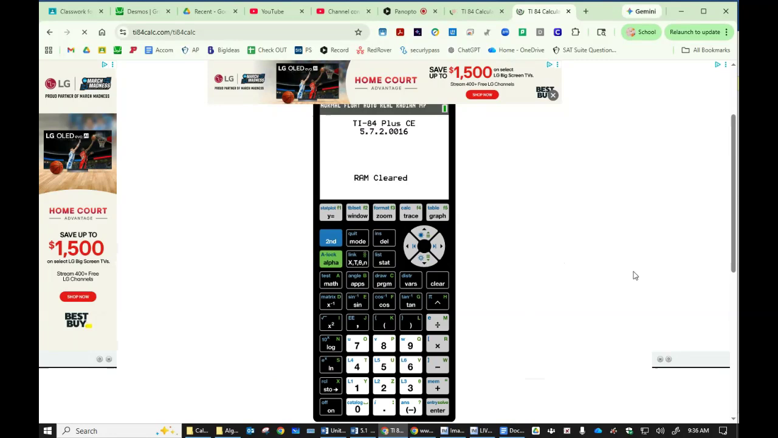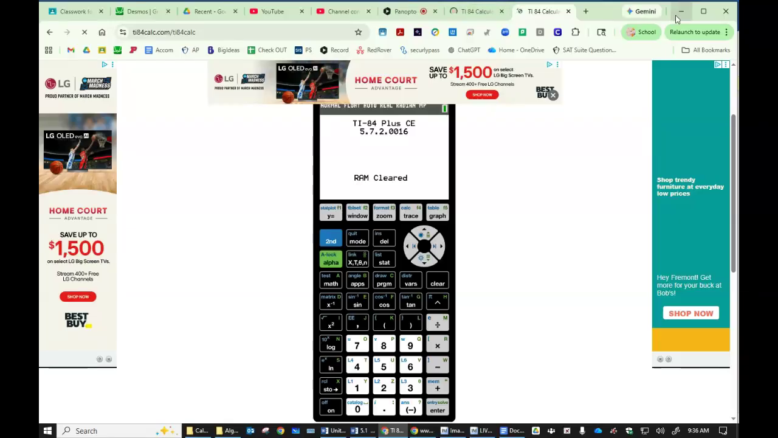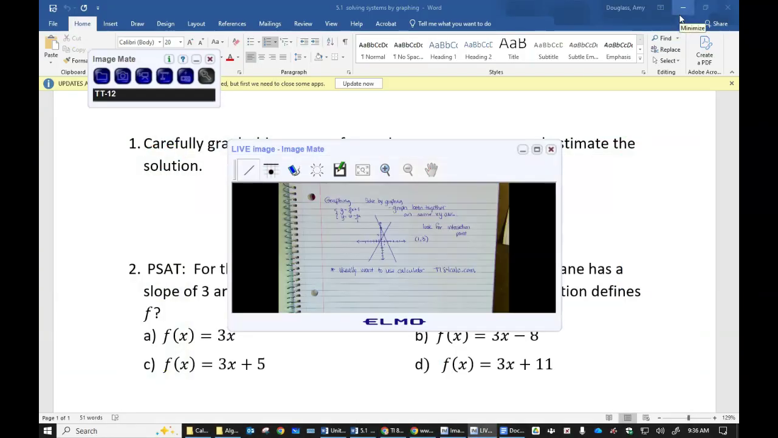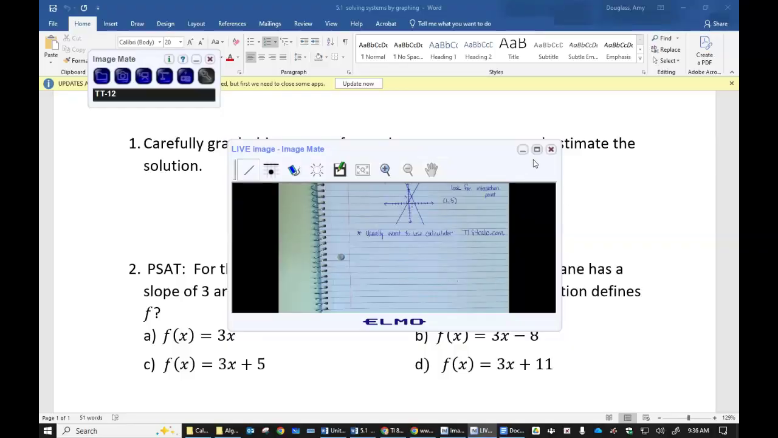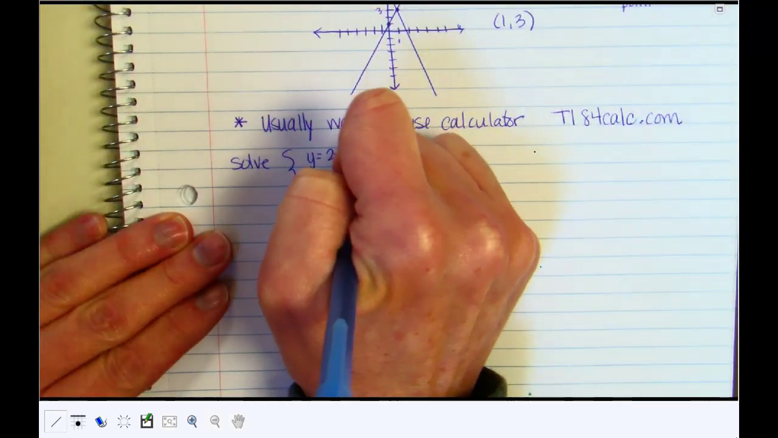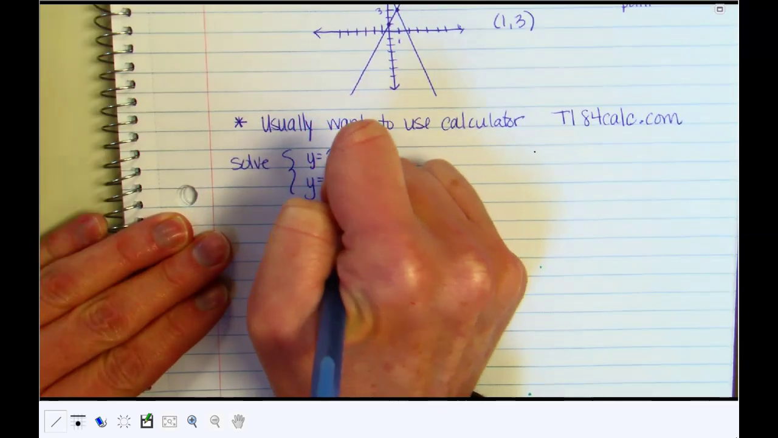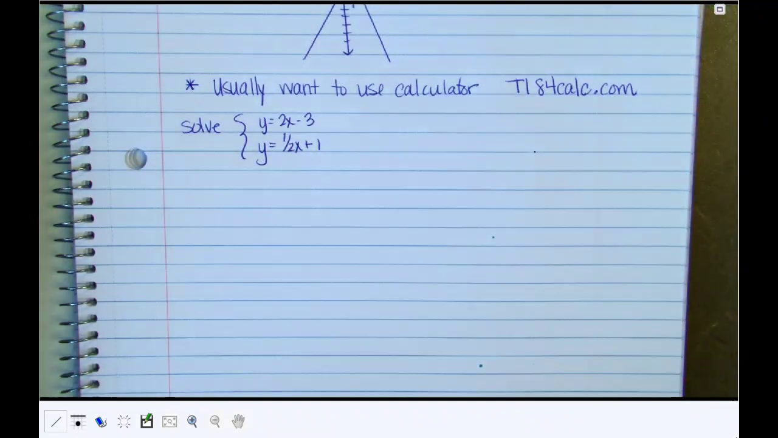Okay, so here's this. So I want to show you, and it's going to be easiest if I just get my calculator and show you. Okay, so we're going to use our calculator to graph some equations here, because your calculator does that. So we're going to solve the system y equals 2x minus 3 and y equals 1/2 x plus 1. Okay, I just made that up, so I don't know if it will be nice answers or decimals or anything else. I have no clue. Guess we'll see.